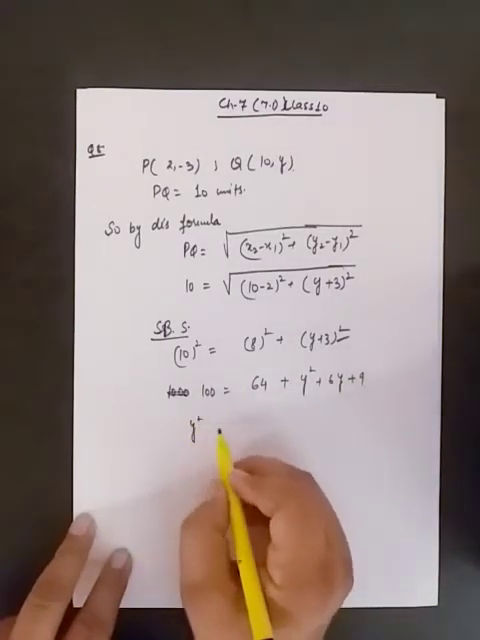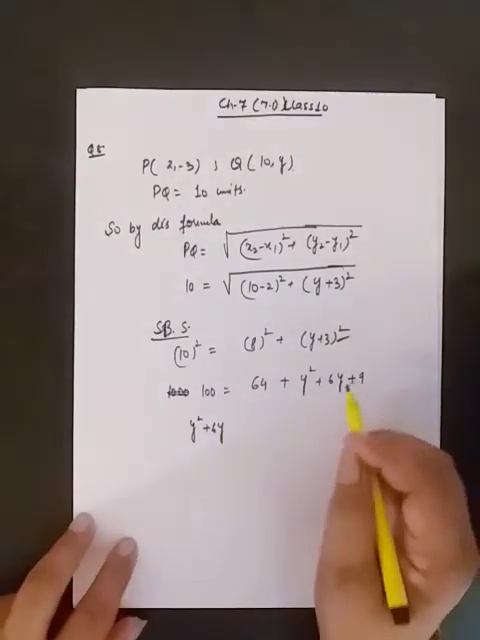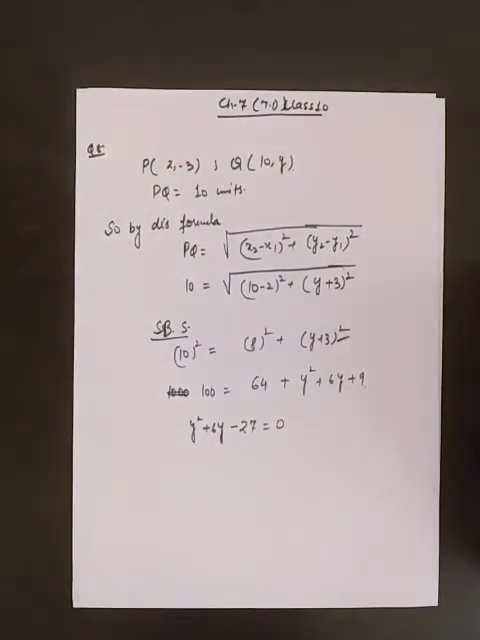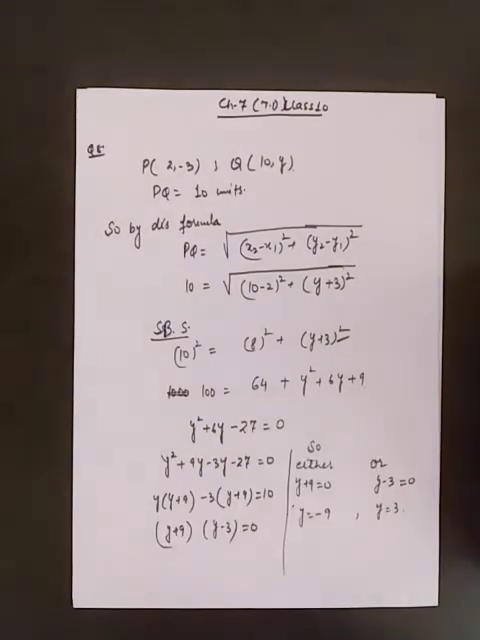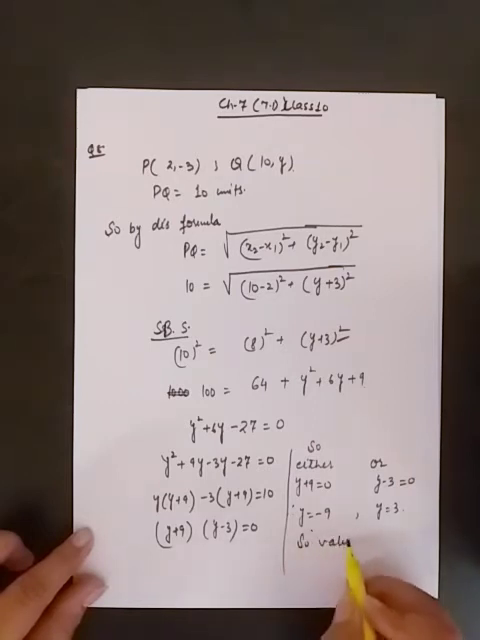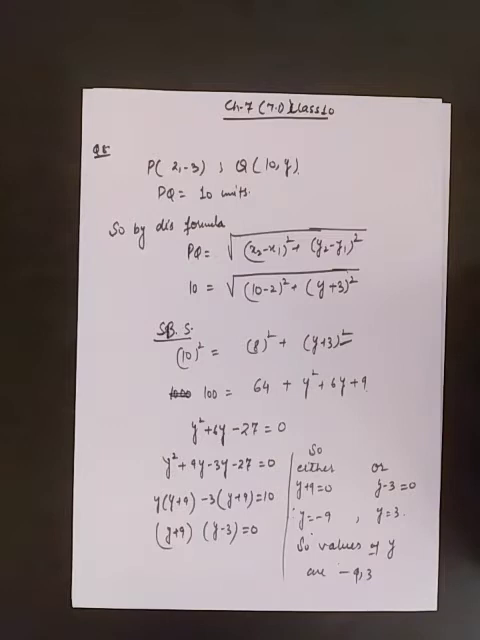And it will be a quadratic in y: y square plus 6y, and when we solve these constant numbers we will get minus 27 is equal to 0. So we can factorize it to find the value of y. When we factorize it, we get (y plus 9) into (y minus 3) is equal to 0. That means either y plus 9 is 0 or y minus 3 is equal to 0. So we get y is equal to minus 9 and y is equal to 3. So the values of y are minus 9 and 3. We will accept both of the values. No value will be rejected here.